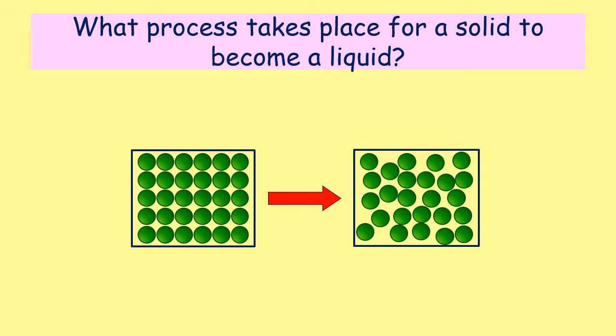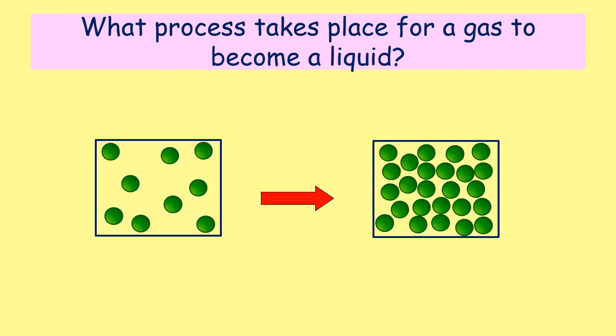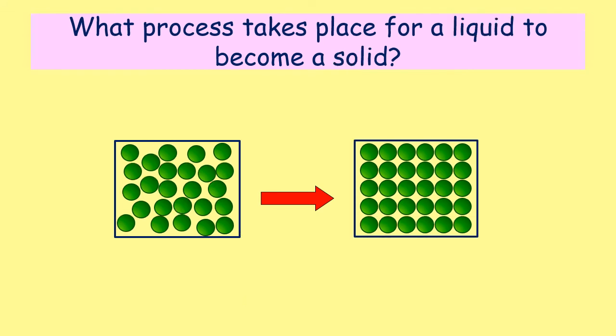What is the process happening here? We're told it's a solid turning into a liquid, so we're looking for the name of that process. That process is melting. The next one: what process is taking place here? We've got a gas turning into a liquid. That process is called condensing. Now we've got another process: a liquid turning into a solid. What is the name of that process? That is freezing.